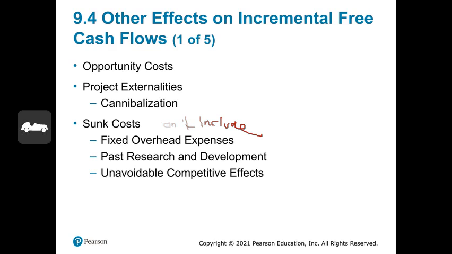Then your chapter gives you 3 examples of sunk cost, with an example of fixed overhead, past research and development, and unavoidable competitive effects that you can read about.